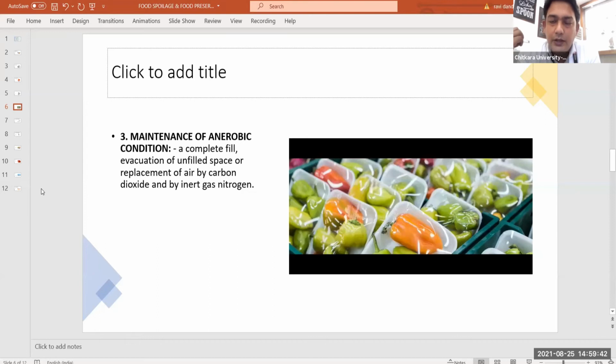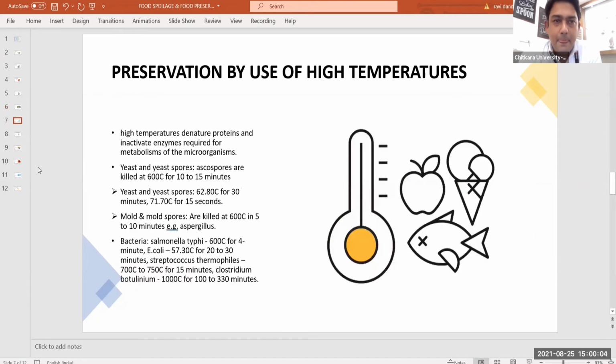Okay, most of the manufacturing units prefer nitrogen because it is cost effective, and using carbon dioxide again increases the carbon footprint. So that's why most of the manufacturing units use nitrogen. So this is how we can do this.